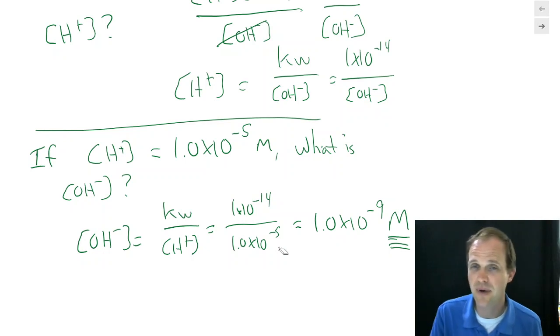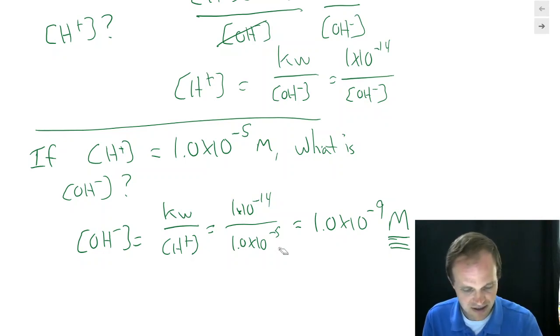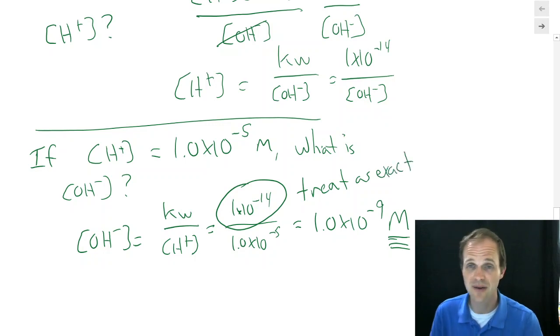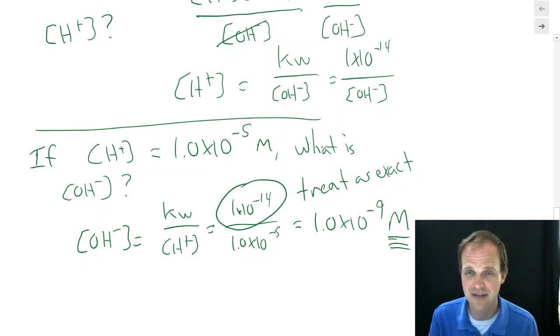Now, I used a 1.0 for the number on top. Doesn't really matter. We're going to treat this number up here as exact. It turns out it's not exact. It actually changes quite a lot with temperature, but we're going to treat it as exact for this class because it makes our life a little bit easier.